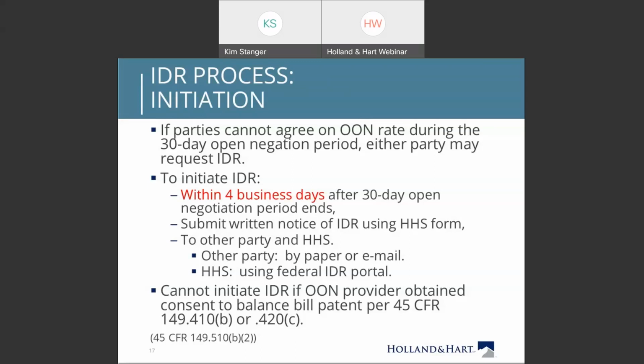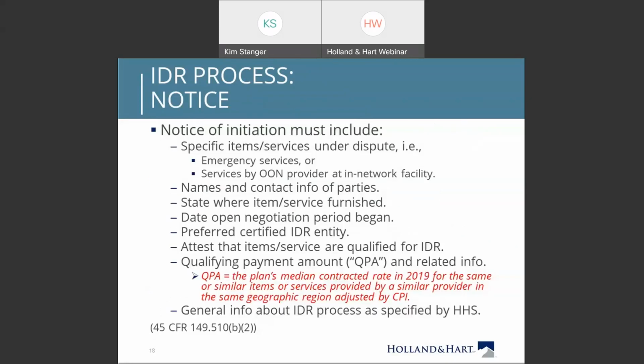And you have to submit that written notice to the other party, either by paper or presumably by email. And you've got to submit it to HHS using the federal IDR portal. The government is setting up this IDR process, including lining up the IDR entities and getting the portal in place. You cannot initiate that IDR process if the out-of-network provider has already obtained consent to balance bill the patient under the rules that we talked about last time, the Part 1 rules. But that's going to be a very limited situation where that occurs.